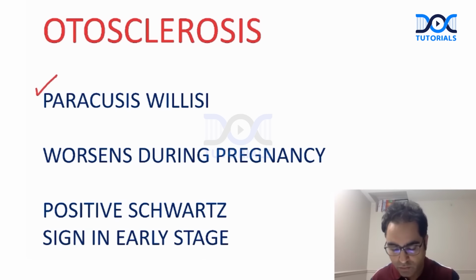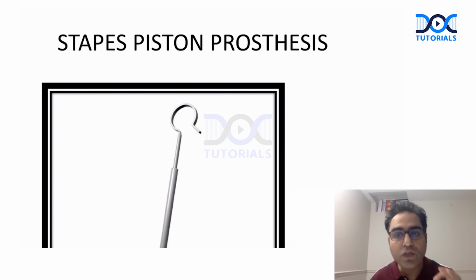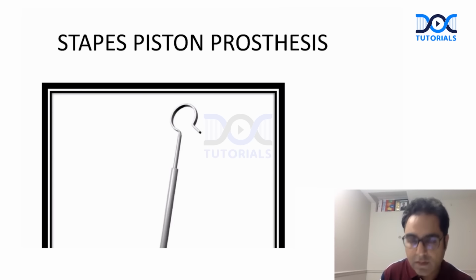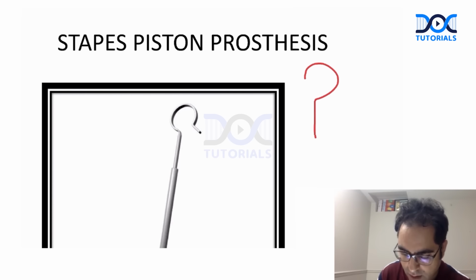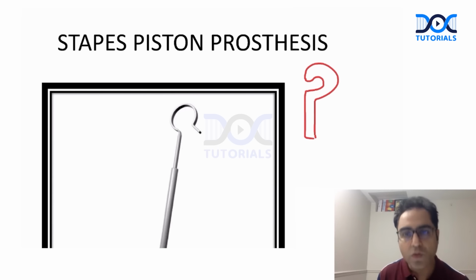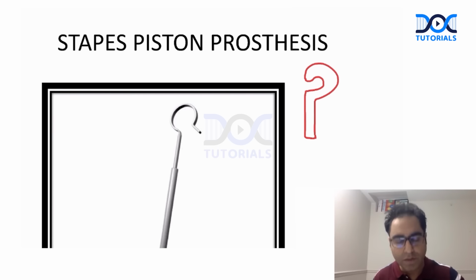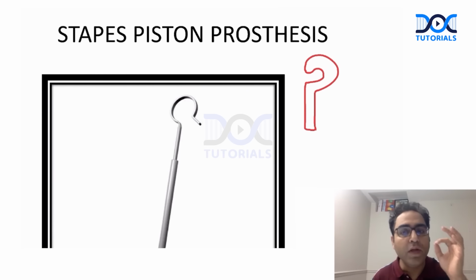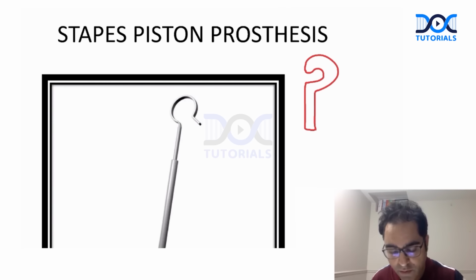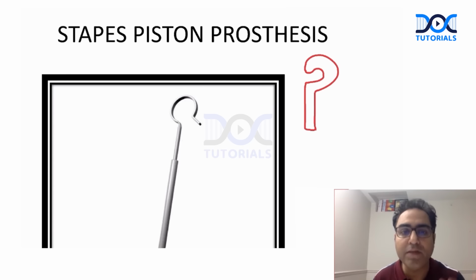Otherwise, the treatment of choice is, of course, surgery, in which we replace the fixed stapes with an artificial stapes piston prosthesis. My dear friends, this is made of Teflon, or it can be made of titanium, and it typically looks like a question mark. This middle ear implant looks like a question mark. Anything like a middle ear implant which is like a question mark, think of stapes piston prosthesis. The name of the surgery is stapedectomy. Stapedectomy is the better word.